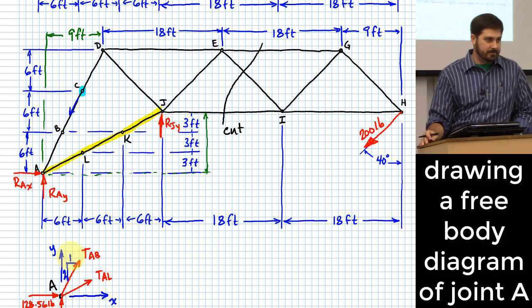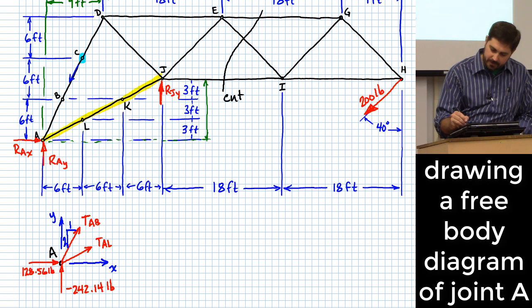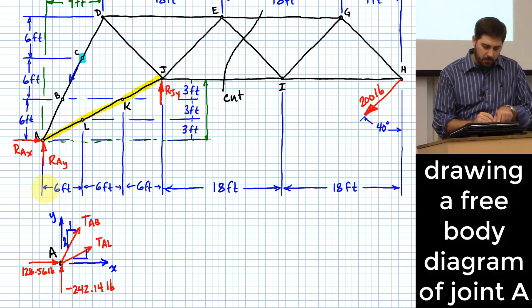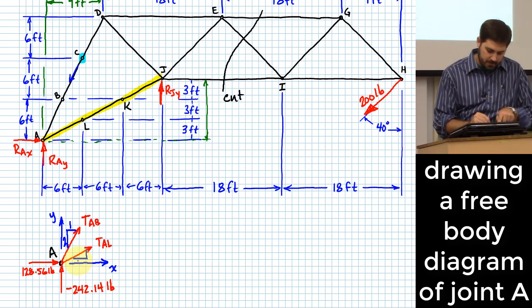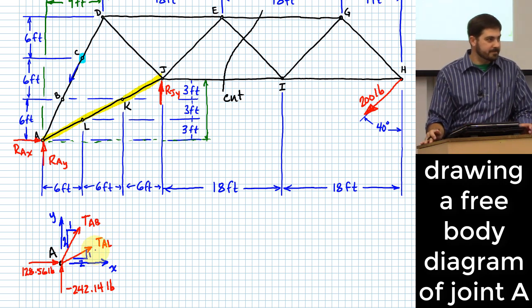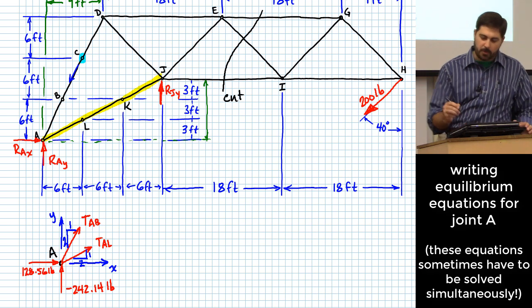No difference, right? Now, what do I do for my slope of TAL? There I have a run of 18 feet, and a rise of 9 feet. So what do I have here? 2 to 1, right? 2 run and a 1 rise. And I think I'm basically ready to write my equilibrium equations.